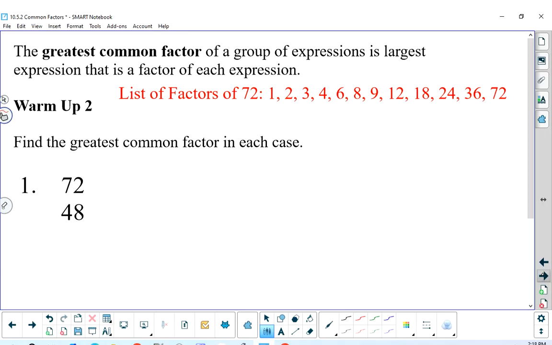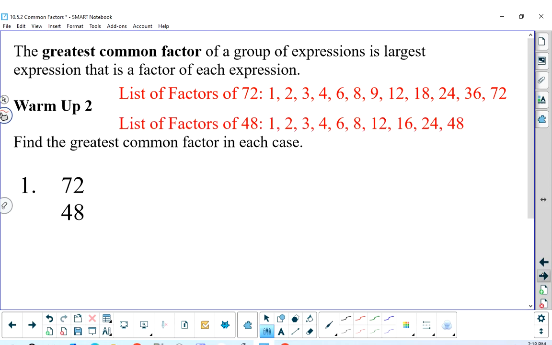For example, 4 is in that list. It turns out that 4 can be multiplied by 18 to give 72. By the way, that makes 18 a factor. Why is 36 in the list? Because 36 times 2 gives you 72. Why is 3 in the list? Well, because 3 times 24 gives you 72. So you'll have to just trust me on that. Those are all of the factors of 72.